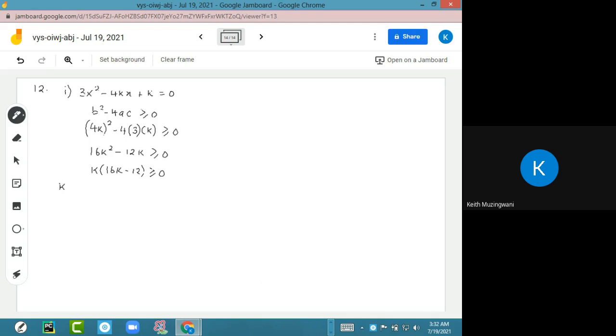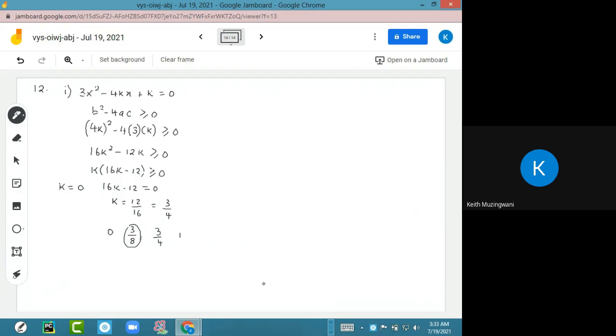So we get critical values, k is equal to 0 and 16k minus 12 is equal to 0. Remember that we said whenever it's a product, use the table. Whenever it's a fraction, use the table. So we have a product. To use the table, we need to get the critical values. 12 over 16 is the same as 3 over 4. So we have 0. We also have 3 over 4. The middle number will be 3 over 8, meaning I add the 2 and divide by 2, since there's no whole number in between here.